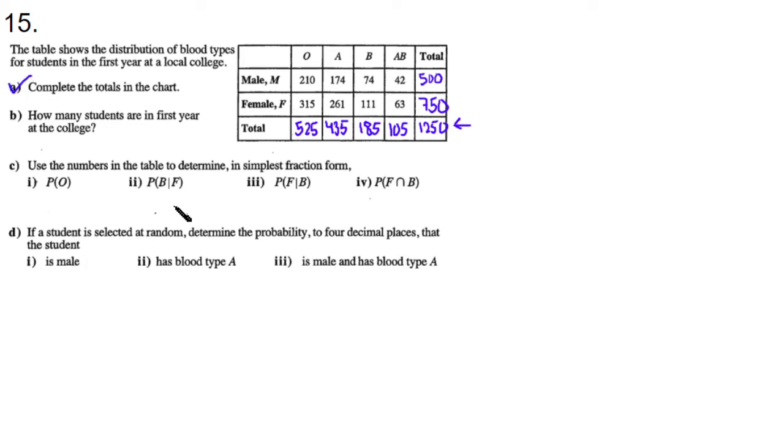In B, they're asking us how many students are in first year college. Well, that's this number right here. So it's 1,250 students.